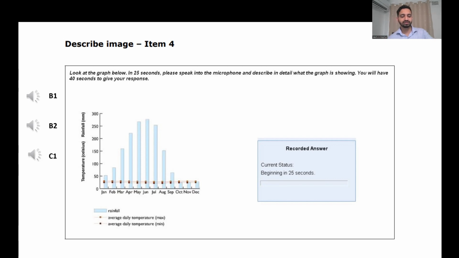The graph explains how during June the rainfall is higher than any other month in the year, and October, November, December are the months where the rainfall is less. Yeah, it's less frequently.